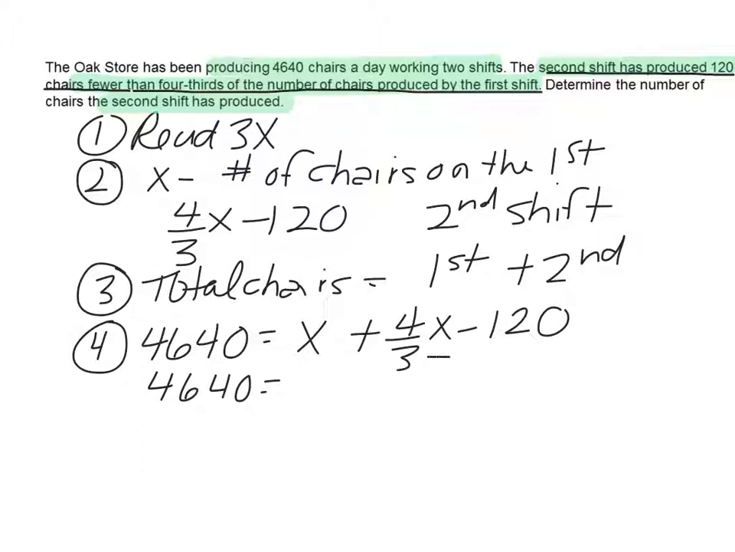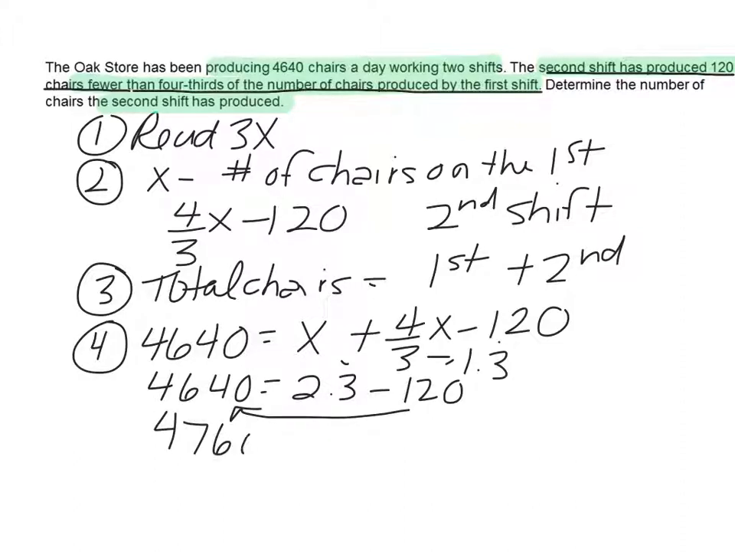4/3 x is equal to 1.3 repeating. So if we add a 1.3 repeating to our x, which just has a 1 in front of it, it would be 2.3 repeating x minus 120. Now if we bring our 120 over on the other side here, we add it, that would give us 4,760 is equal to 2.3 repeating x.